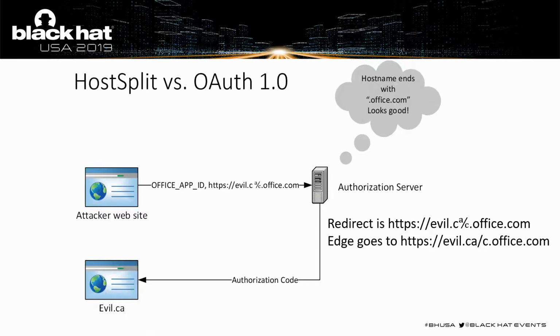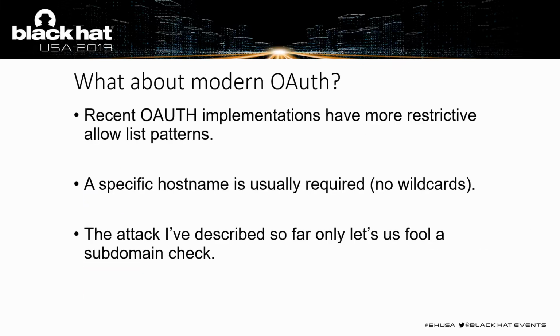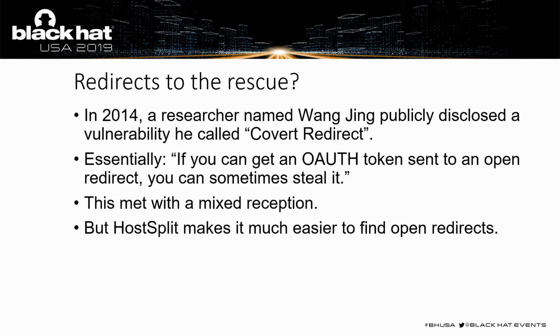But this is OAuth 1.0, and no one uses OAuth 1.0 anymore, at least not a lot of software does. Modern OAuth doesn't work this way. Modern OAuth generally has an allow list pattern that says it has to be this exact hostname, and often you'll see this exact path for a given application. So the attack I've been describing won't work for that. The attack I've been describing only works for essentially a subdomain check, something with a wildcard, and that's not what we've got anymore. But there is a tool we can use to get around this, and that's redirects.